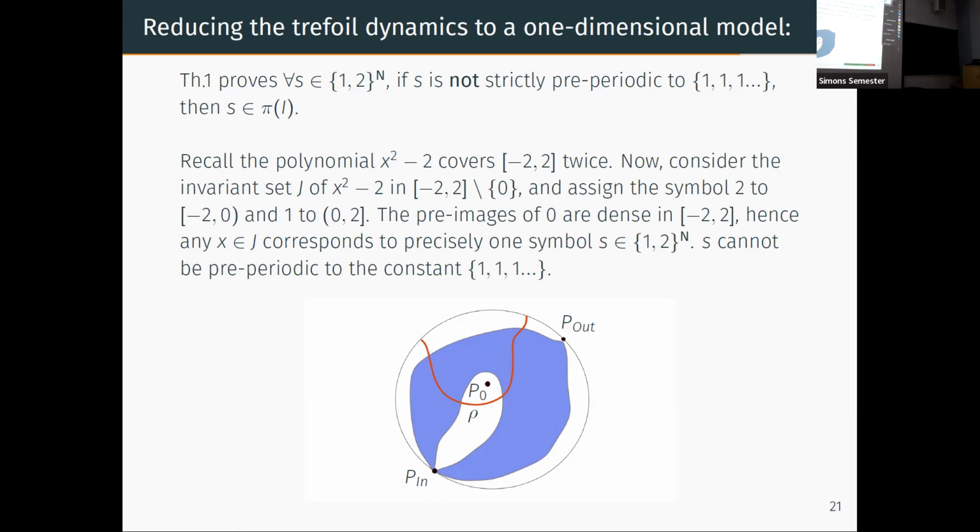What we can obtain, specifically in the case of trefoil parameters, is that we can factor the invariant set of the first return map in the cross-section to the dynamics of x squared minus 2 on [-2, 2], again by partitioning. And we do so simply by identifying the symbols. After all, since 0 is a critical point, and since it is periodic, we can simply identify any symbol here with a symbol in this invariant set.